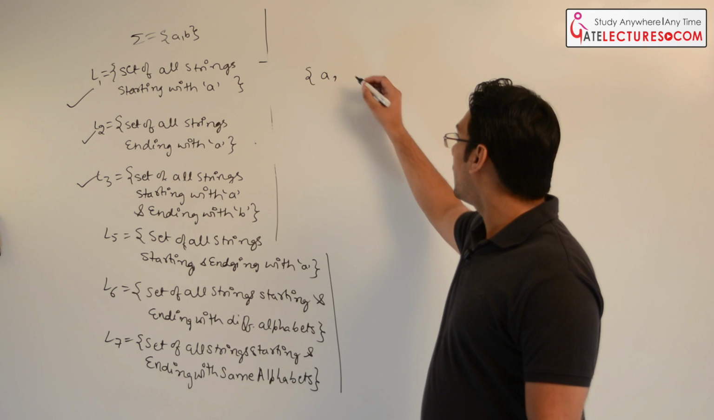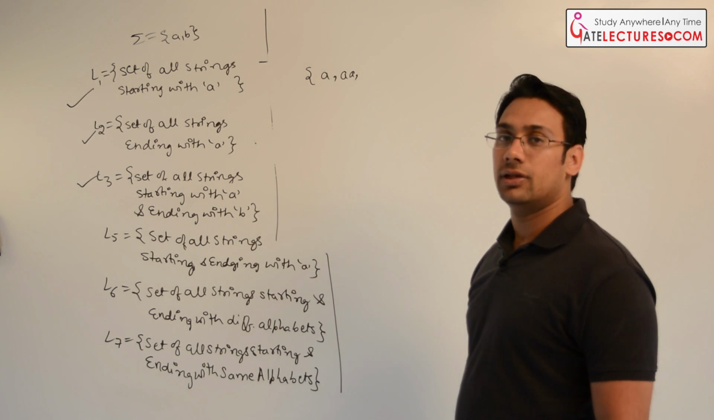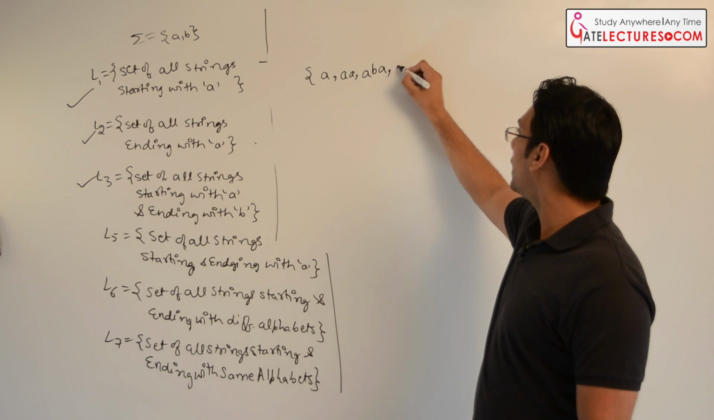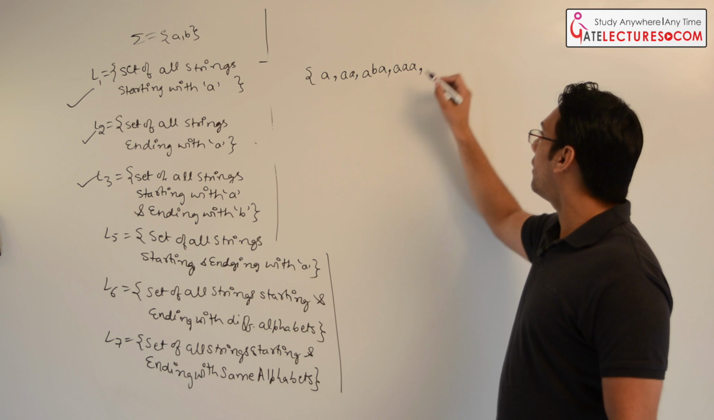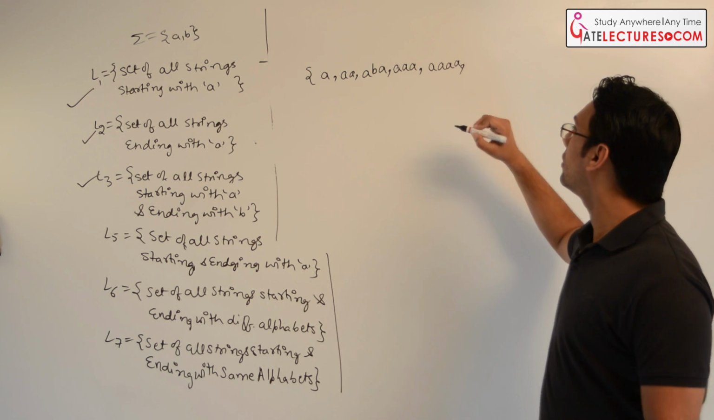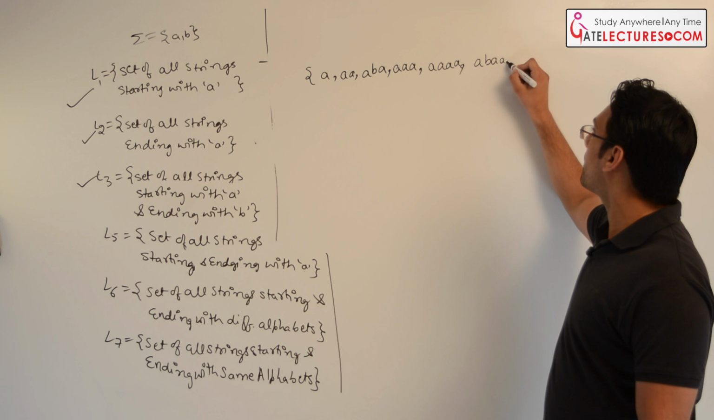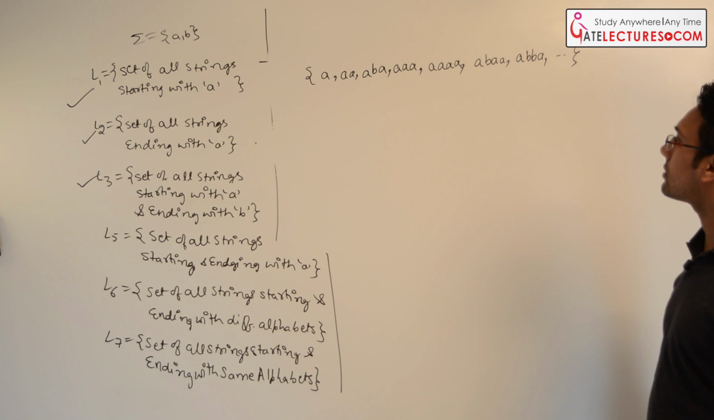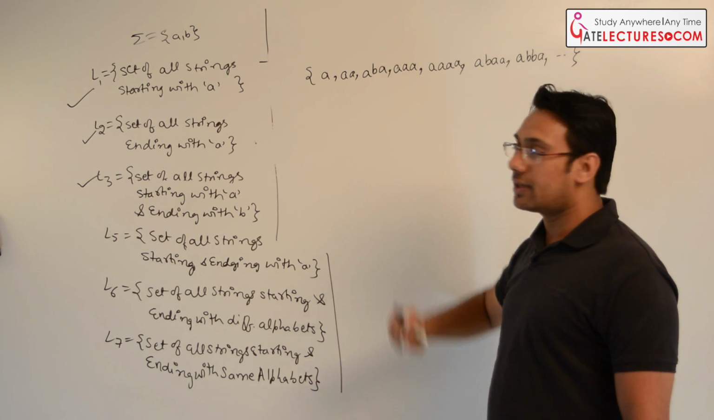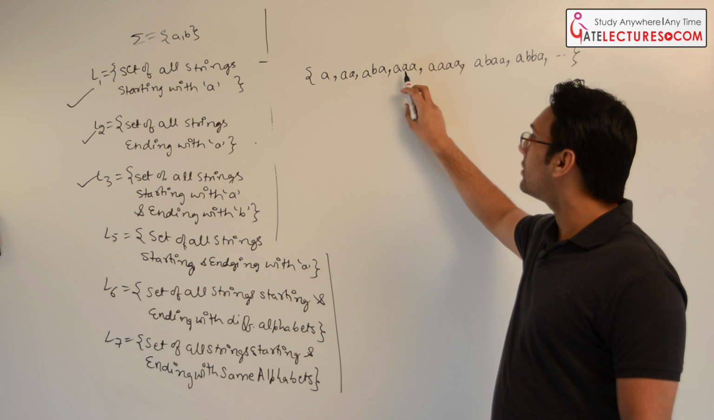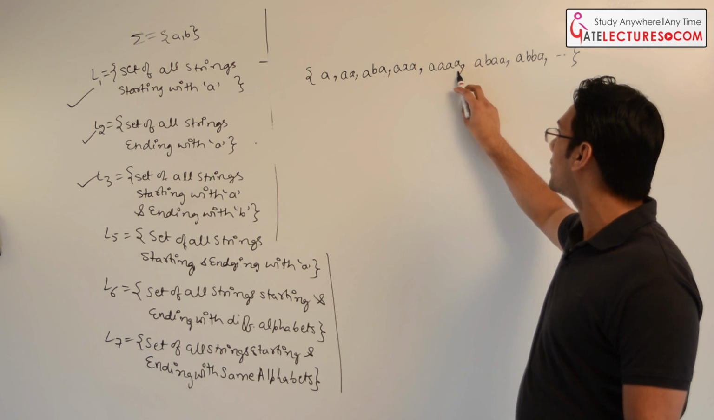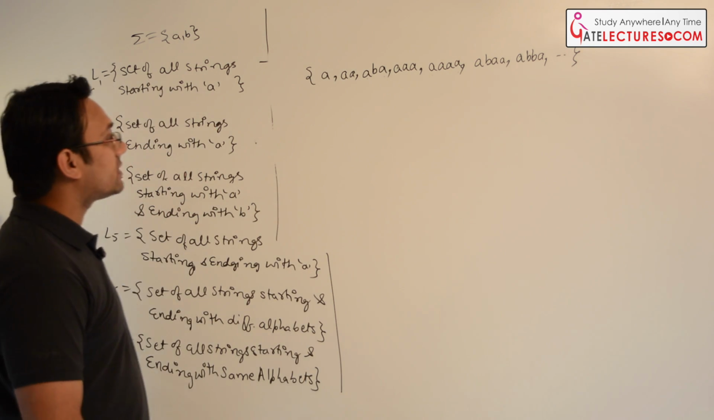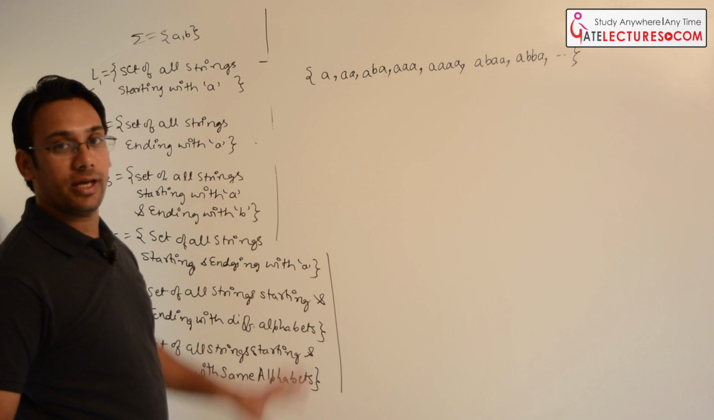Fine. We can have AA. We can have ABA. We can have AAA. We can have AAAA. We can have ABAA. We can have ABBA, and so on. That means here starting and ending symbol is A. In all these cases, we have the starting and ending symbol as A.